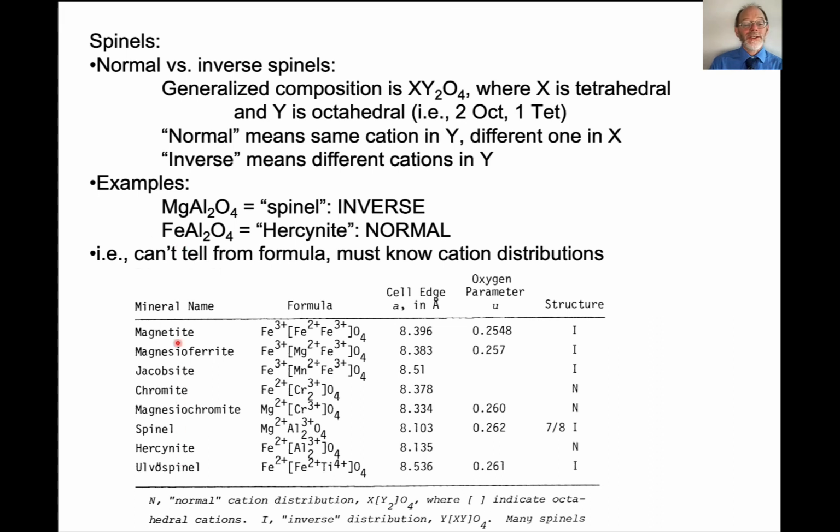So here are several different spinel structured minerals: magnetite, chromite, spinel, hercynite, and so on. And this one separates out what the cations are in the tetrahedral site and what the cations are in the octahedral site. And so here, if we look at chromite with iron in the tetrahedral site and two chromiums in the octahedral site, that's a normal spinel. If we look at magnetite with ferric iron in the tetrahedral site and ferrous and ferric iron in the octahedral site, that has an inverse spinel structure.